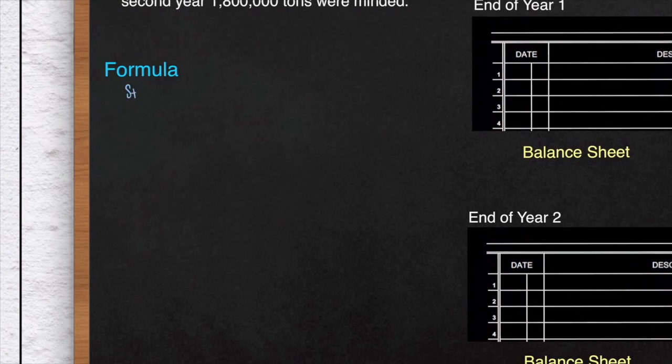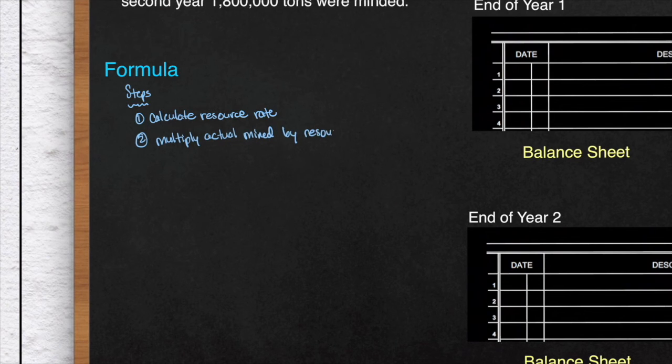Let's do steps first. Step number 1, you want to calculate a rate. So calculate a resource rate. It's not a usage rate because we're not using the diamond, so I'm going to call it a resource rate, or you could just state it as a rate. And then step 2, you want to multiply the actual resource that was mined by the resource rate from step 1.